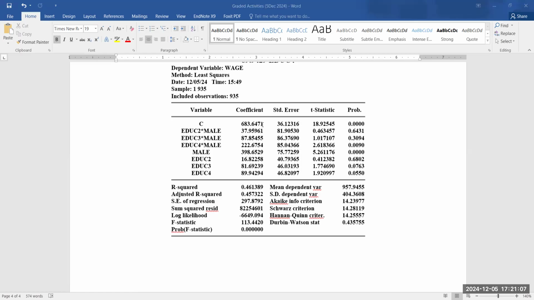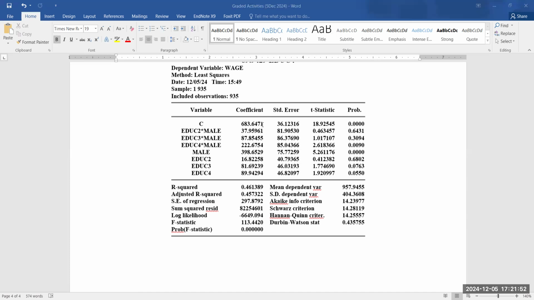Education category 3, which is the bachelor level, has a coefficient of 81.69 and a probability of 0.0763, marginally significant at the 10% level because it is more than 5%. To be exact, it is 7.6%. So a bachelor's degree potentially increases wages for females by 81.69 compared to primary education, which is the baseline. You can see the coefficient of primary education is 683.65.